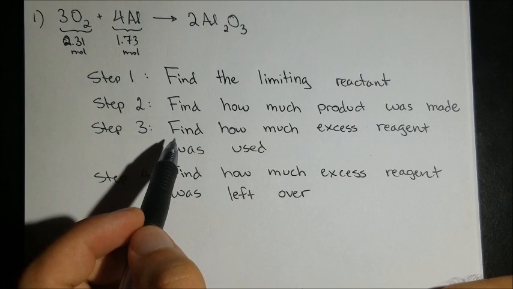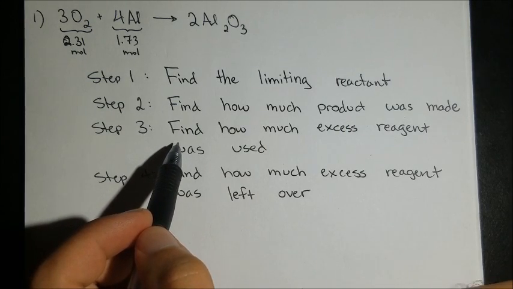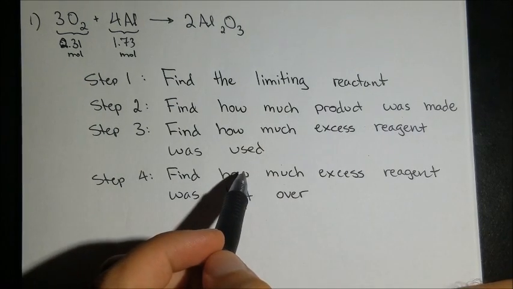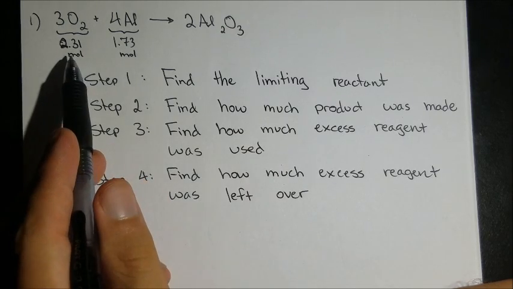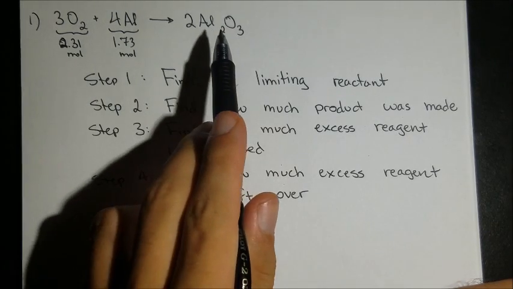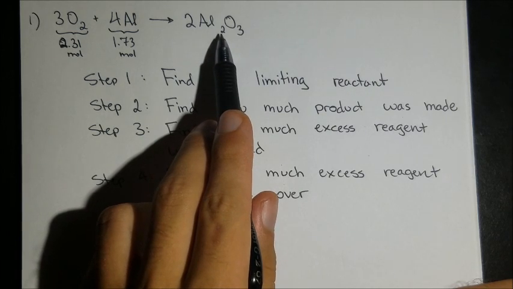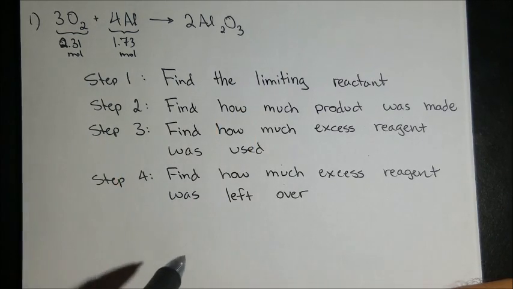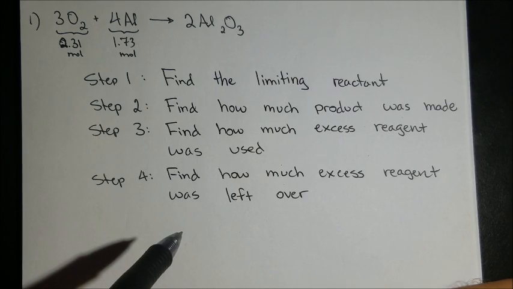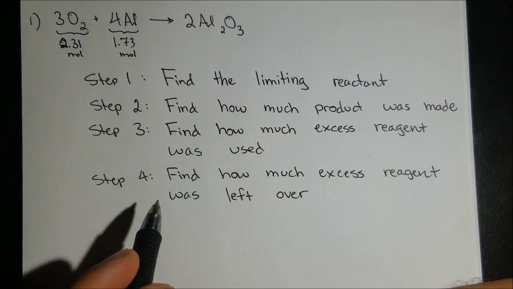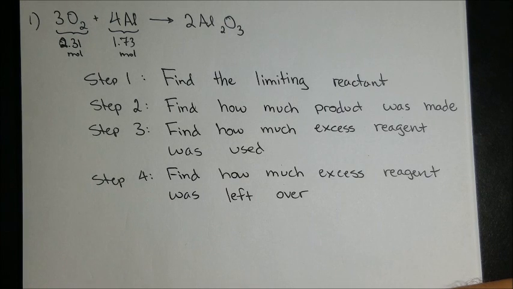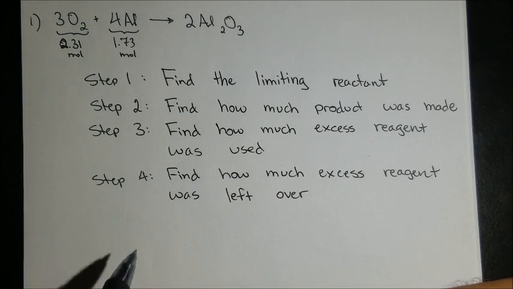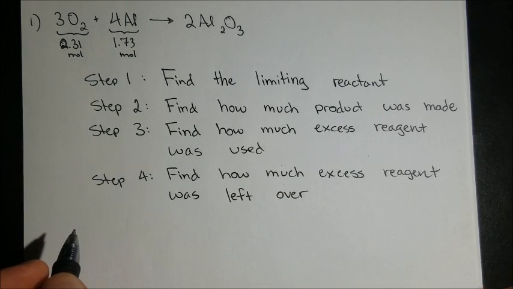Then we can use the amount of product that we made to figure out how much excess reactant was used. So whichever one of these we have in excess, we can use the amount of product we made to figure out how much of the excess reagent was consumed. And then from that, we can figure out how much of it was left over. Thankfully, step number 4 is the easy part, but getting to step number 4 can take a little bit of math. So let's go through this process.